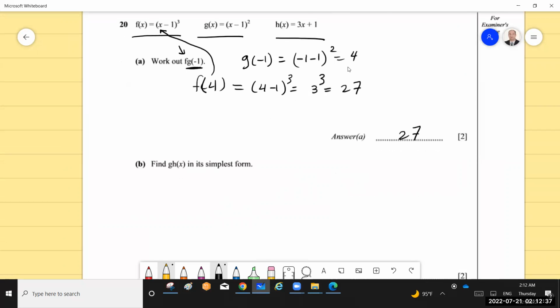Find g of h of x in the simplest form. Go to the function g. The function g starts with x. Don't write x now. Write the function h instead. Function h is 3x plus 1. Continue writing the function. Minus 1 all squared. So it's 3x all squared, which gives you 9x squared. And this is the answer. 1 minus 1 is 0.